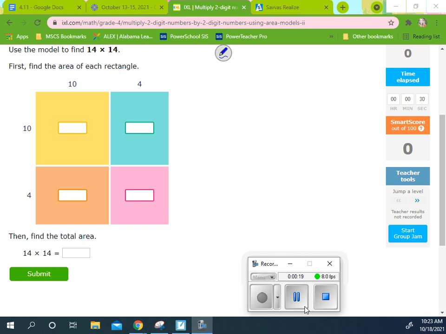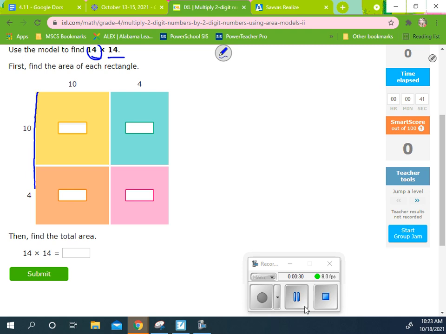What I told our students is I know I have 14 groups of 14. So right here on the height of this area model is where I think of my 14. I have 14 times 14. But instead of multiplying by 14, we just wrote 14 a different way. So really what we're modeling here is 10 plus 4 times 10 plus 4.